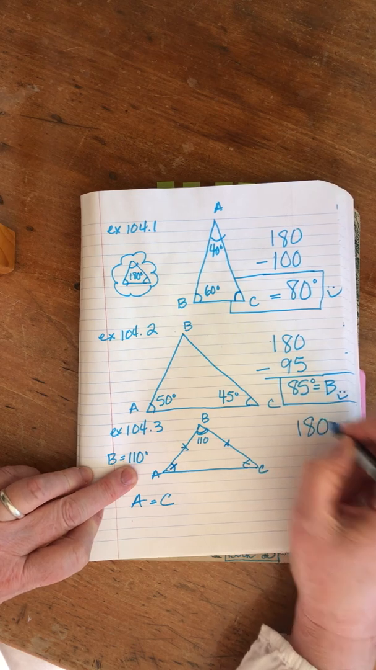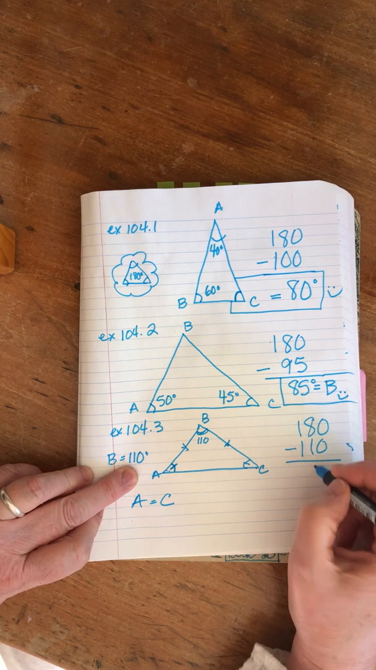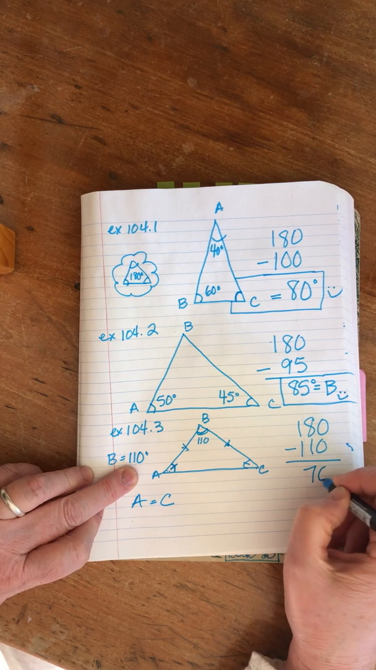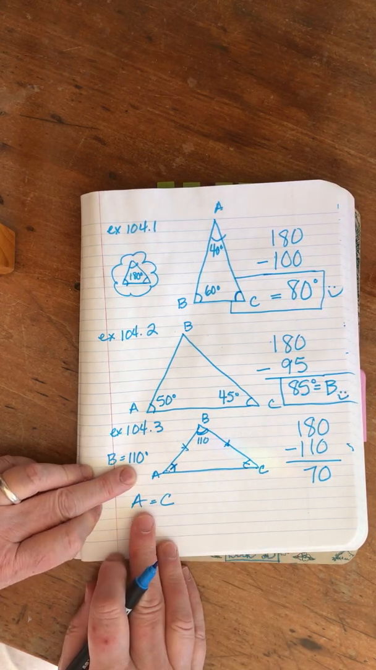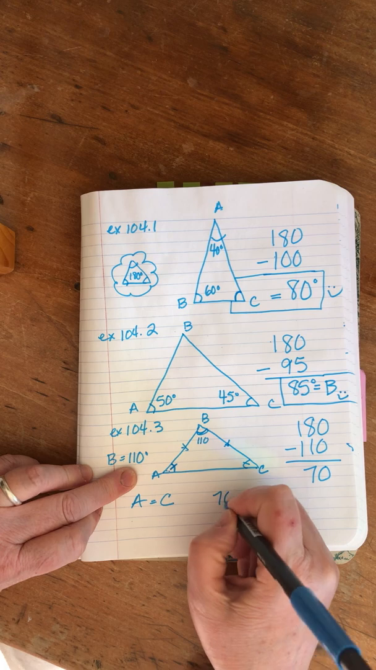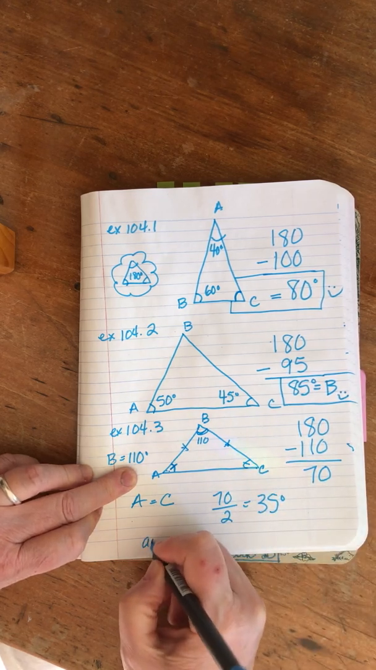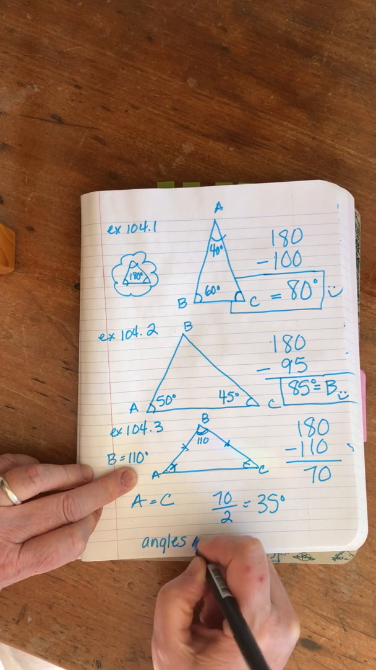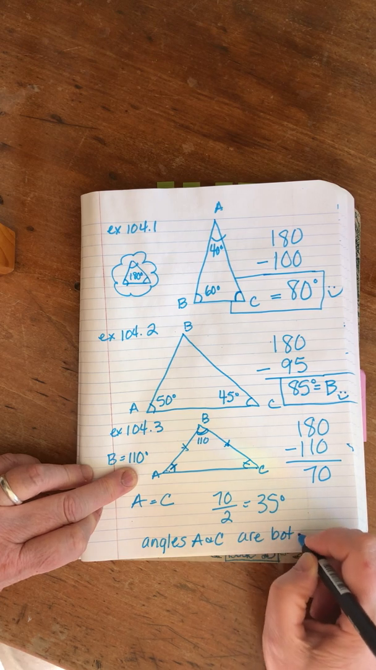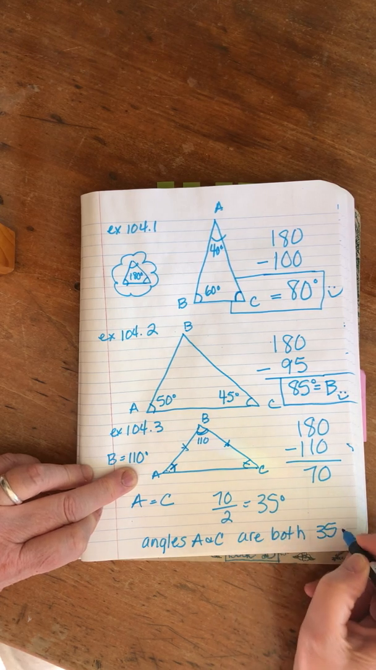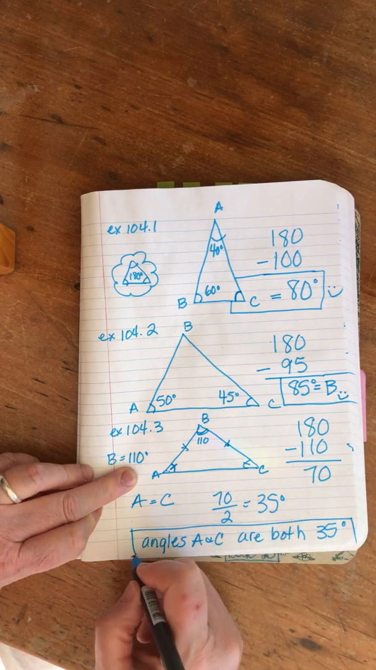We know that B is 110, so let's do this. We know they have to add up to 180. B is hogging 110 of those degrees. That only gives us 70 left total to go to A and C, right? And they're equal. So we just take 70 and divide it by 2. And that tells us that angles A and C are both 35 degrees. And that's the right answer.